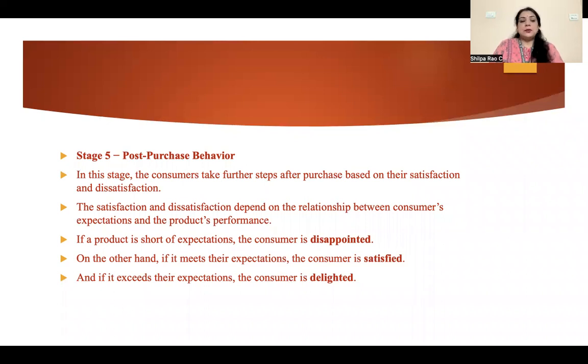So I hope all of you have understood what consumer behavior is, what the factors are which influence consumer behavior, as well as what the buyer's decision process is. How does a customer or a buyer take a decision to buy any products and services from the marketer?